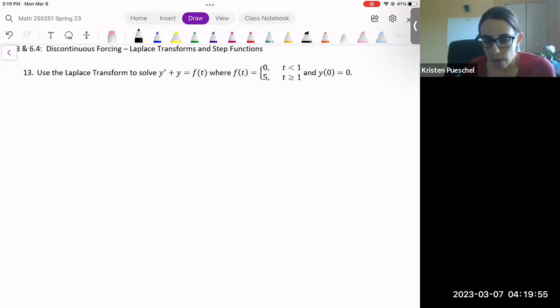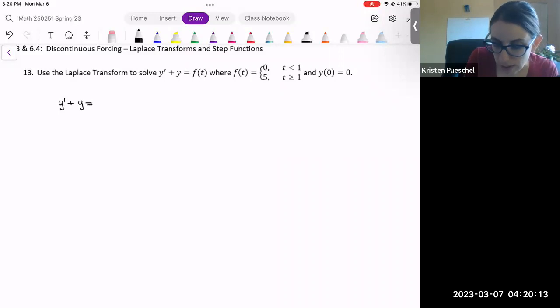Okay, so we're going to start by rewriting our problem. So here this says that the derivative of y plus y is equal to this piecewise function that's equal to 0 until time 1 when it turns on, and it is now equal to 5. So take a moment and try and write this out using step functions. Okay, so we should end up with y prime plus y equals 5 times u1 of t. And we're going to note that y at 0 is 0.